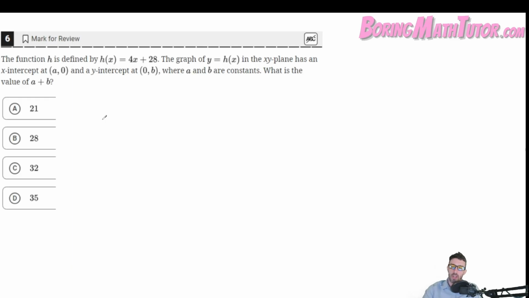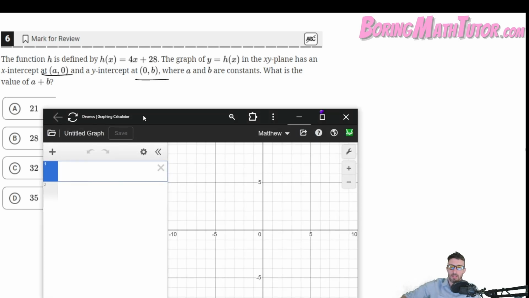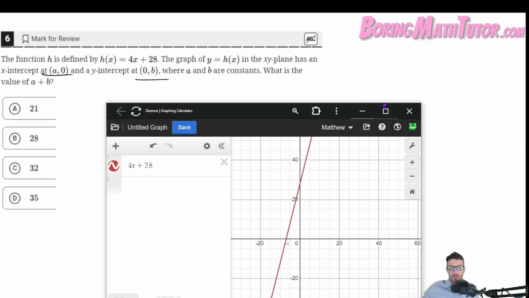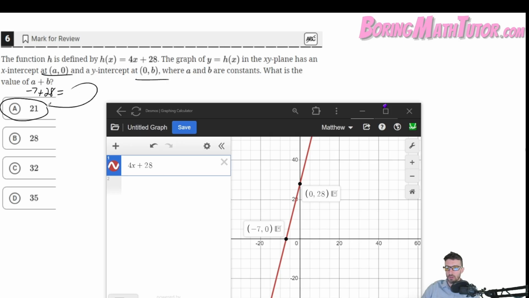The function h is defined by h of x equals 4x plus 28. The graph of h of x has an x-intercept of (a, 0) and a y-intercept of (0, b). What is the value of a plus b? Well, this is what's known as a turn your brain off problem. You go to Desmos and you click and click, because those are our x-intercepts and our y-intercepts. So what are we going to do? We're just going to take the x-intercept, which is -7, and add the y-intercept, which is 28, and then we're just going to go for a little vacation with all that free time we just got.